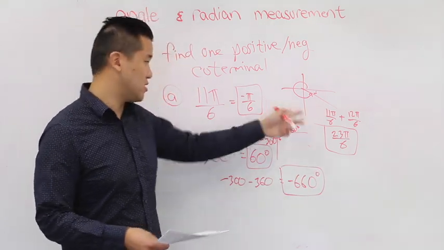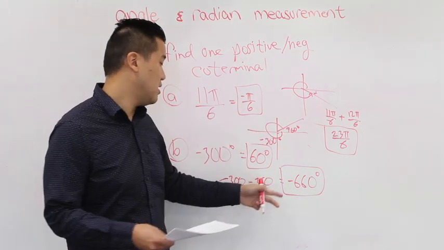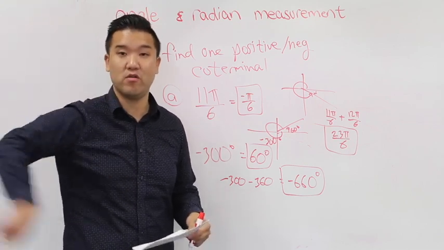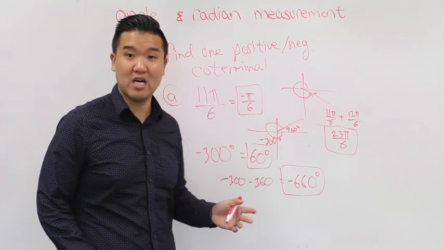All right, so check your answers on these guys. And there's multiple, millions of others, an infinite amount of coterminals for these guys, because we're just going in a circle over and over and over again. All right, so lots of different options.